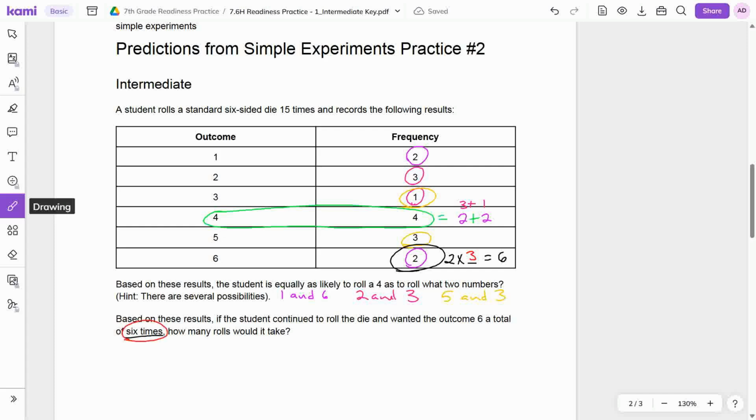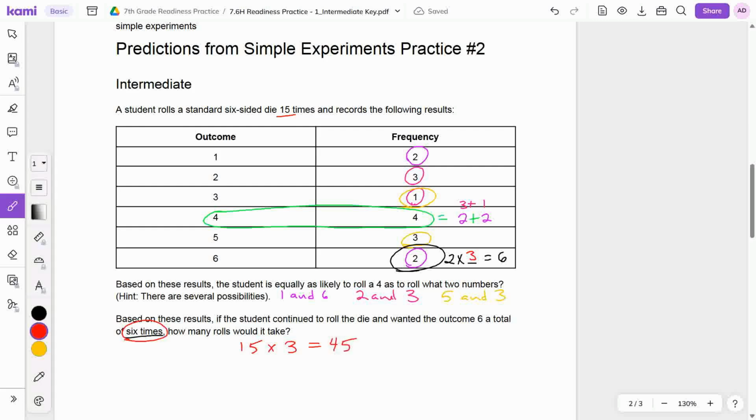But that doesn't just mean I roll it 4 more times. In order for the student to get 2 results of 6, they had to roll 15 times. So if I wanted to get my outcome of 6 a total of 6 times, I would need to triple the frequency, which means I would need to triple the number of rolls. So it would need to be 15, and I would need to triple that, and I would get 45.